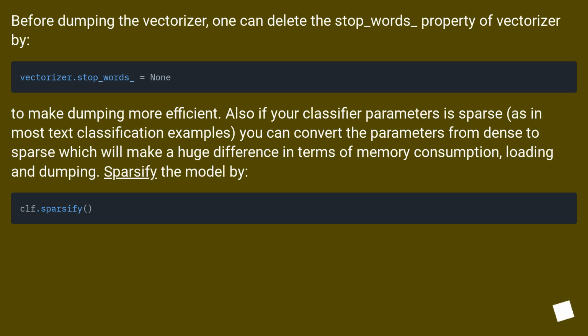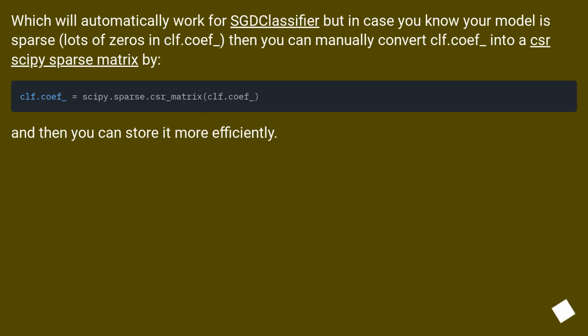Also, if your classifier parameters are sparse, as in most text classification examples, you can convert the parameters from dense to sparse, which will make a huge difference in terms of memory consumption, loading and dumping. Sparsify the model, which will automatically work for classifiers, but in case you know your model is sparse, with lots of zeros in clf.coef_, then you can manually convert clf.coef_ into a CSR scipy sparse matrix. And then you can store it more efficiently.